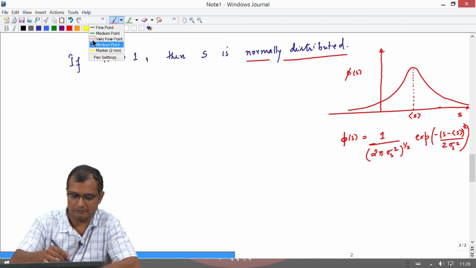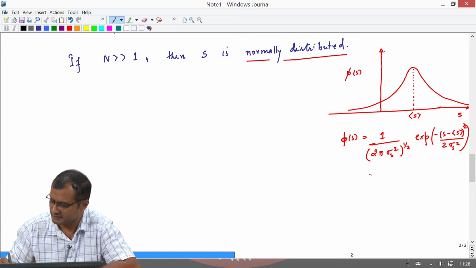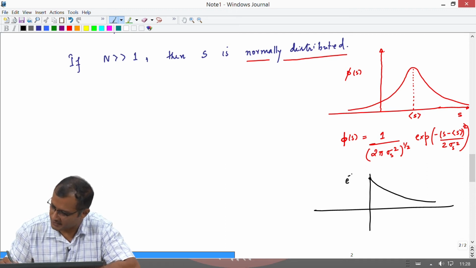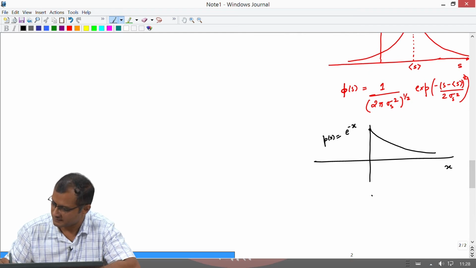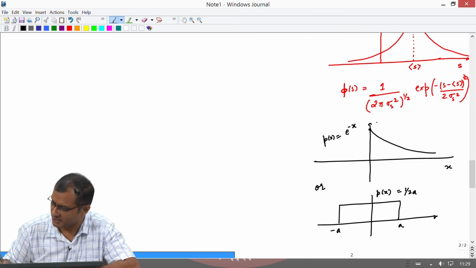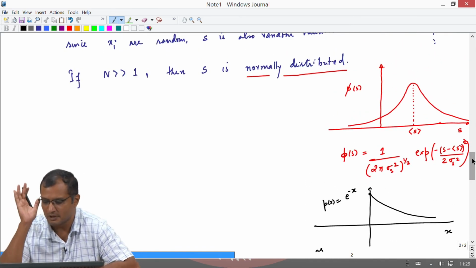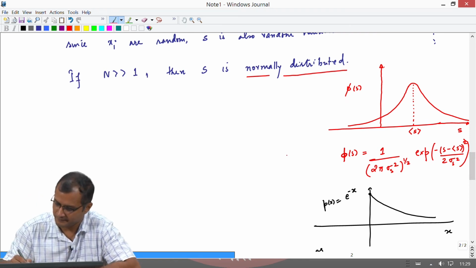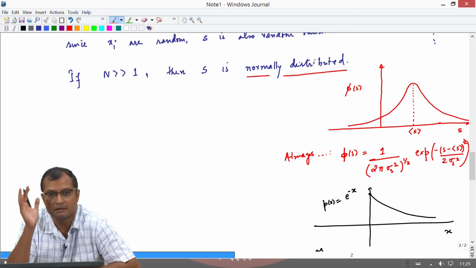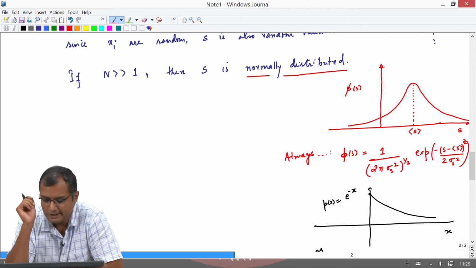So, let me also plot P of x. You can take any P of x. Okay, so you could take P of x as an exponential distribution if you like, or you could take P of x as a flat distribution, does not matter. Does not matter, you can take any P of x, your phi of s will always be normally distributed. Okay. Beautiful result, it does not care which PDF you take, as long as you take a large number of them, the sum will be normally distributed.